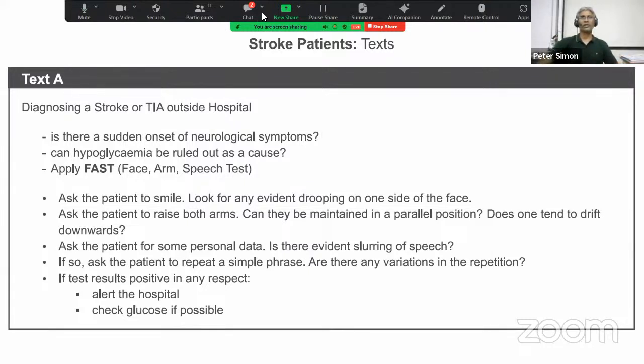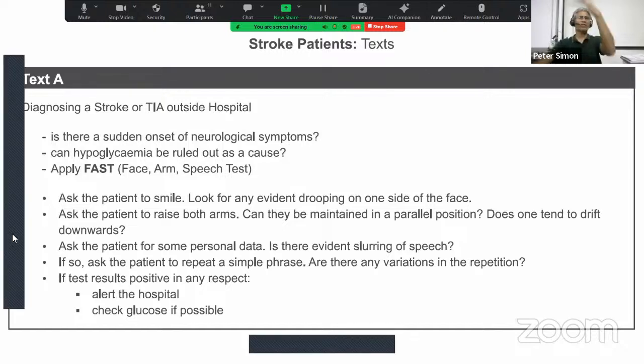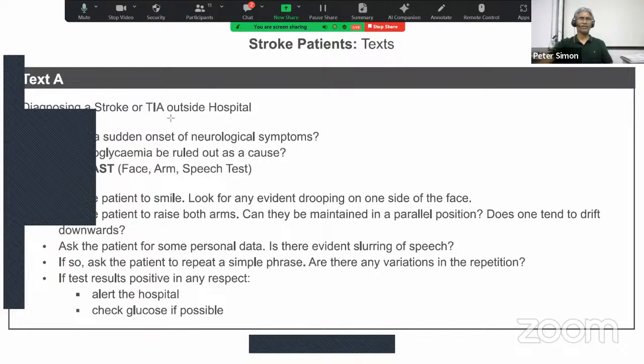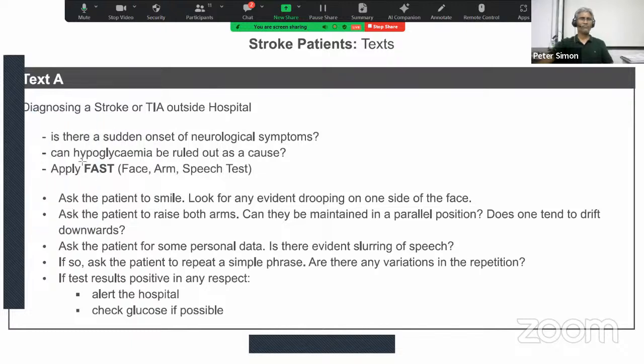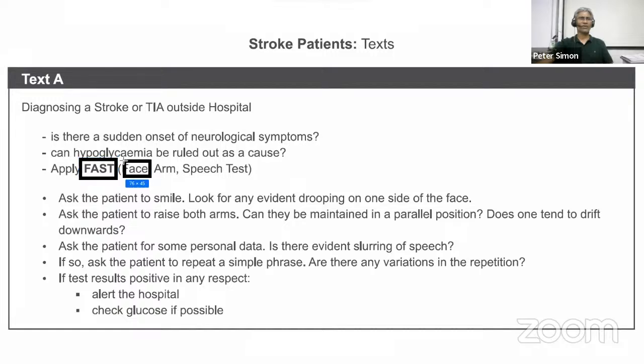So now tell me. Here, face. Now check your answer and write your answer. Don't bother about the others. You bother about yourself. Face. Apply fast. Fast means face. So where is that face?